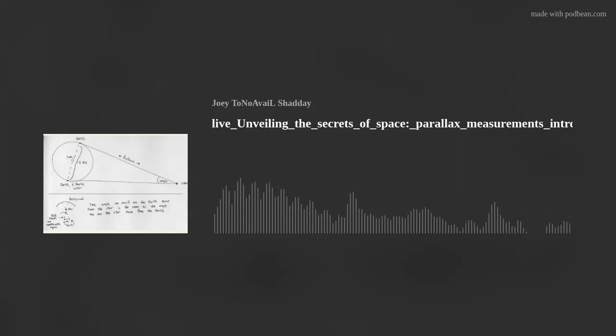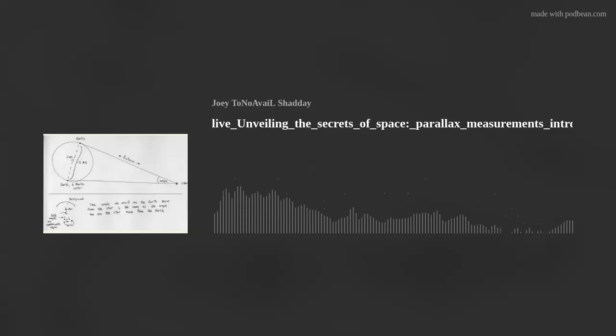Now, the limitations and the advancements. But while parallax measurements have revolutionized our grasp of the cosmos, it's essential to acknowledge their limitations and the advancements that have improved their accuracy. Limitations: one significant limitation is the maximum distance we can measure using parallax. With the most advanced technology available today, we can detect parallax for stars up to a few thousand light years away. Now, the advancements in spacecraft.